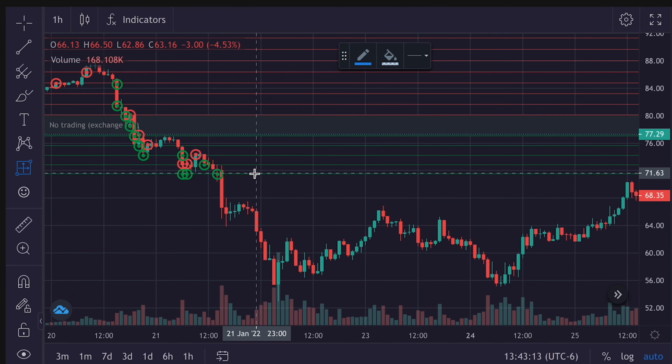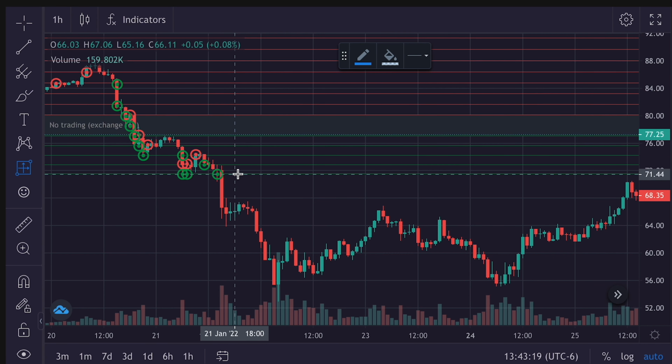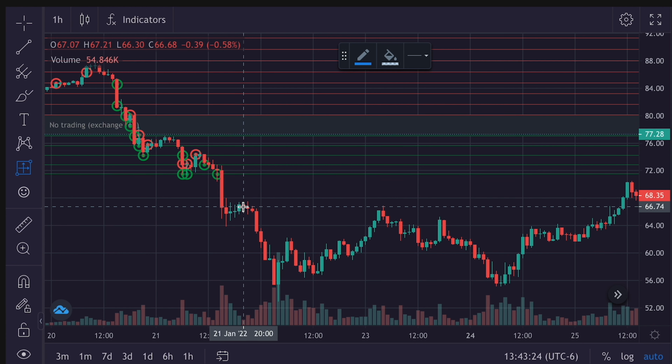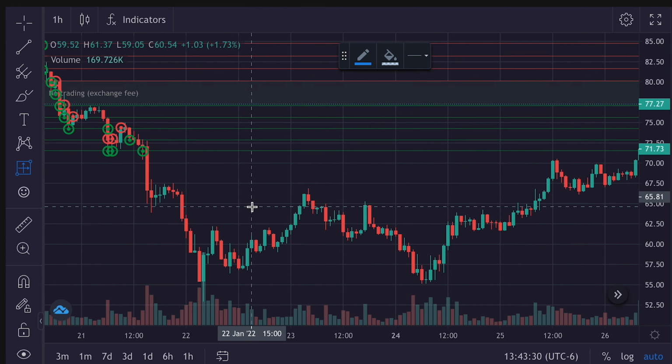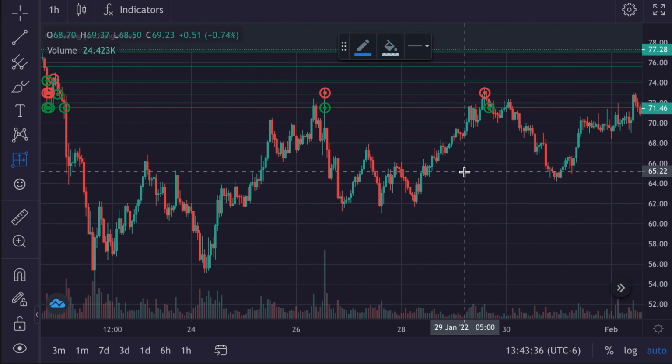But right here, the grid bot went out of range. It went below 71.63, and at that point, the grid bot will stop trading. This doesn't mean you've lost any money, it just means you're not making any money, and it's going to hang out there until we get back in range, which happened briefly right here and then more sustained over here. Oh, there we are.